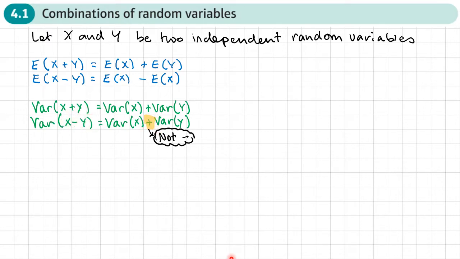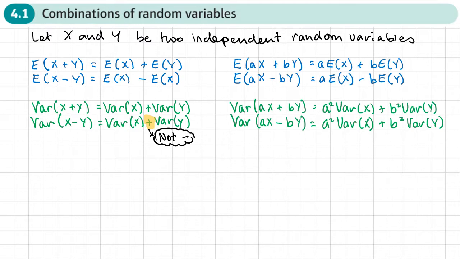We always add here. Now we can extend these rules and work out multiples of the mean. And I'm sure there's a rule that's very similar to this in discrete random variables in Further Stats 1. But again, these rules here are fairly straightforward. Multiply the mean of X by a and then add b times the mean of Y. And the same thing with subtraction. Now with the variance, we multiply by this number, let's call it a squared and b squared. So when you're adding here, you add the variances.